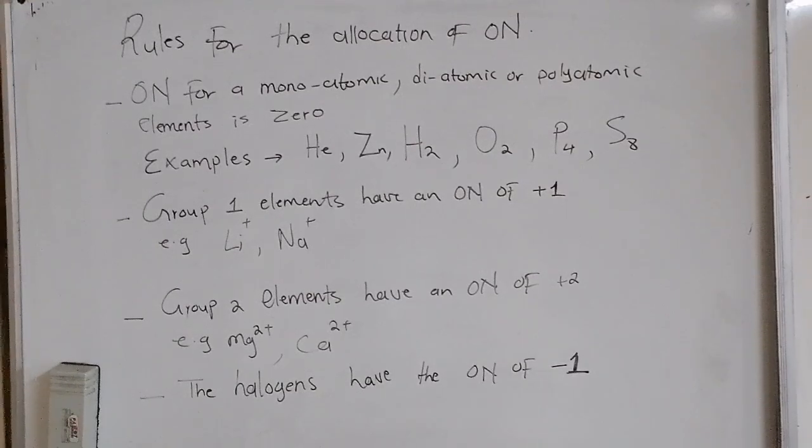For an example, lithium has what? An oxidation number of positive 1. It means that the positive charge is the oxidation number of lithium. So group 1 elements have an oxidation number of positive 1. Then group 2 elements have an oxidation number of positive 2. For an example, magnesium has what? It has an oxidation number of positive 2, as well as calcium and all the group 2 elements.